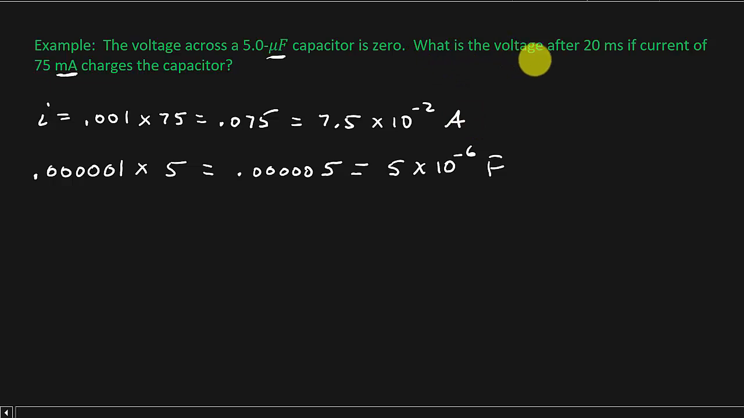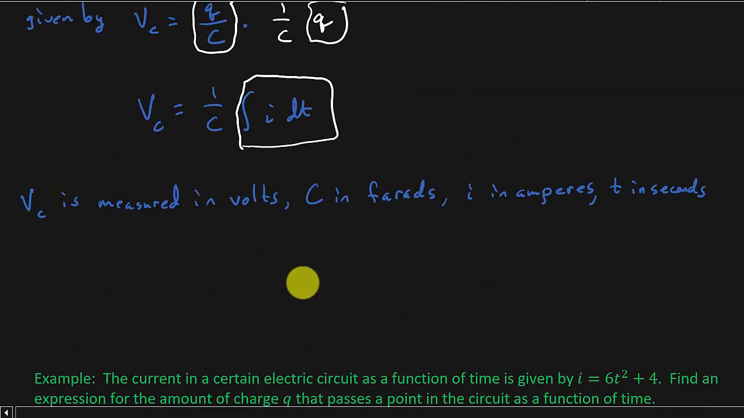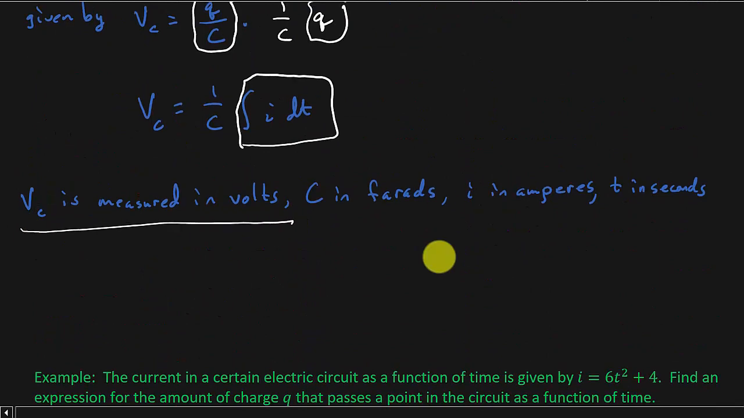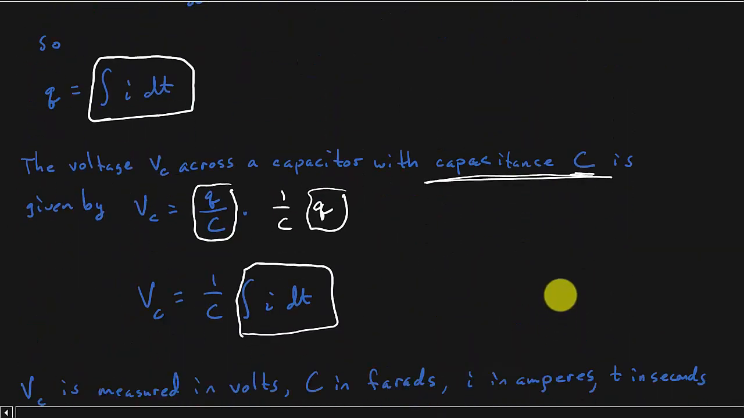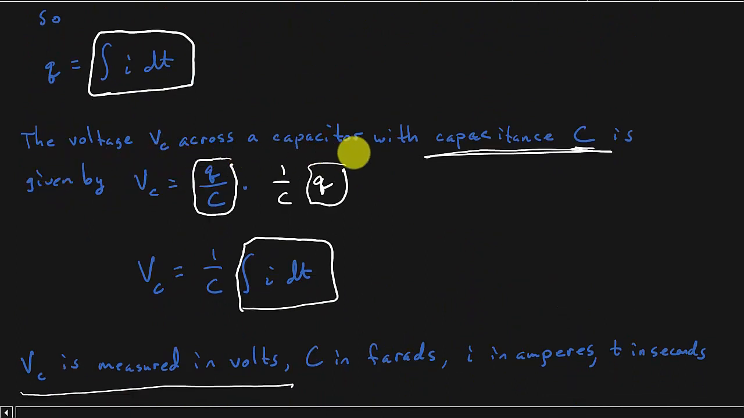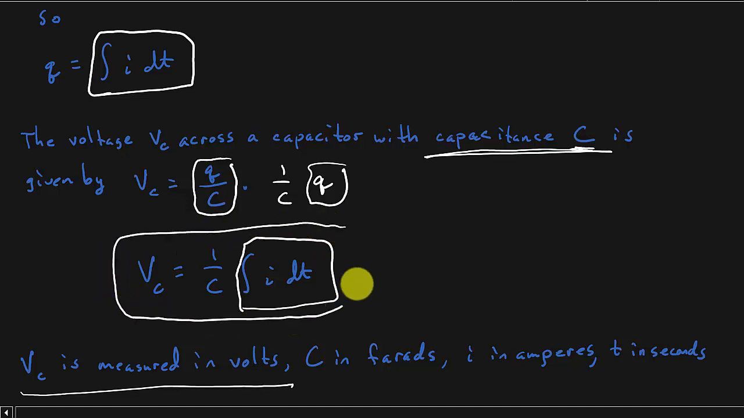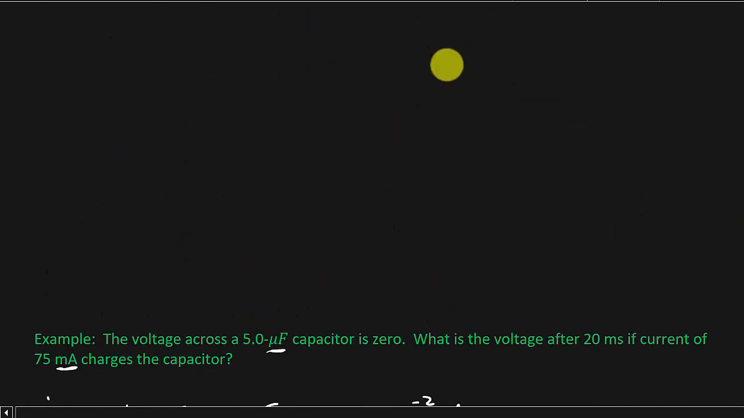All right, so what are they wanting us to find? It says, what is the voltage? So what's voltage up here? There it is, that VC. It says the voltage VC across a capacitor with capacitance C is given by this. So this is what we're looking for. This is your voltage VC. That's 1 over C times the integral of I dt.